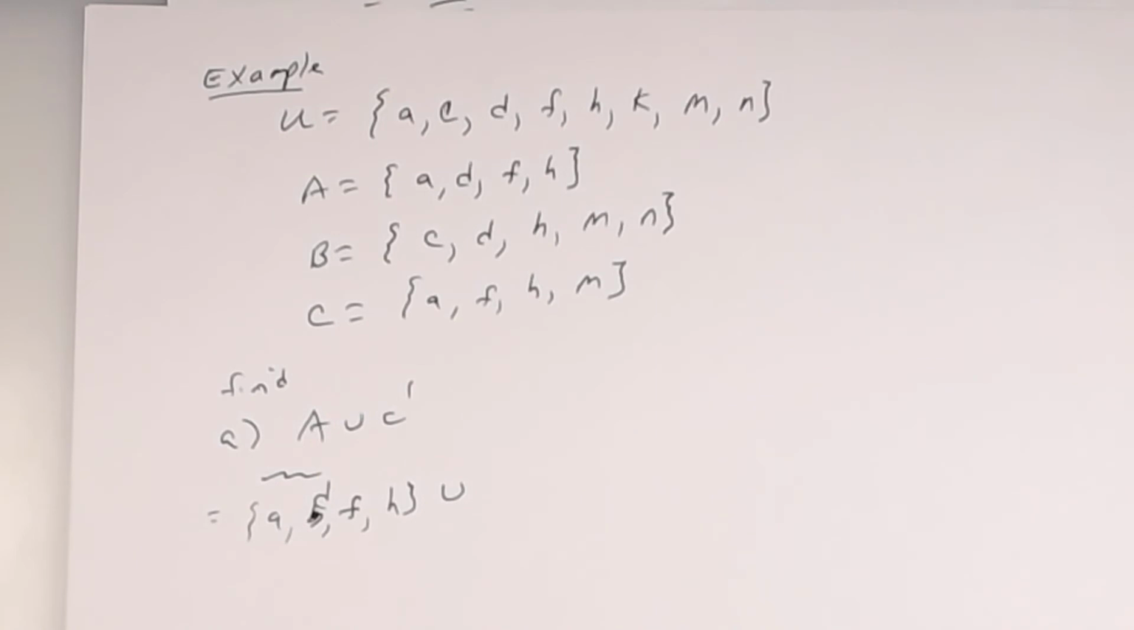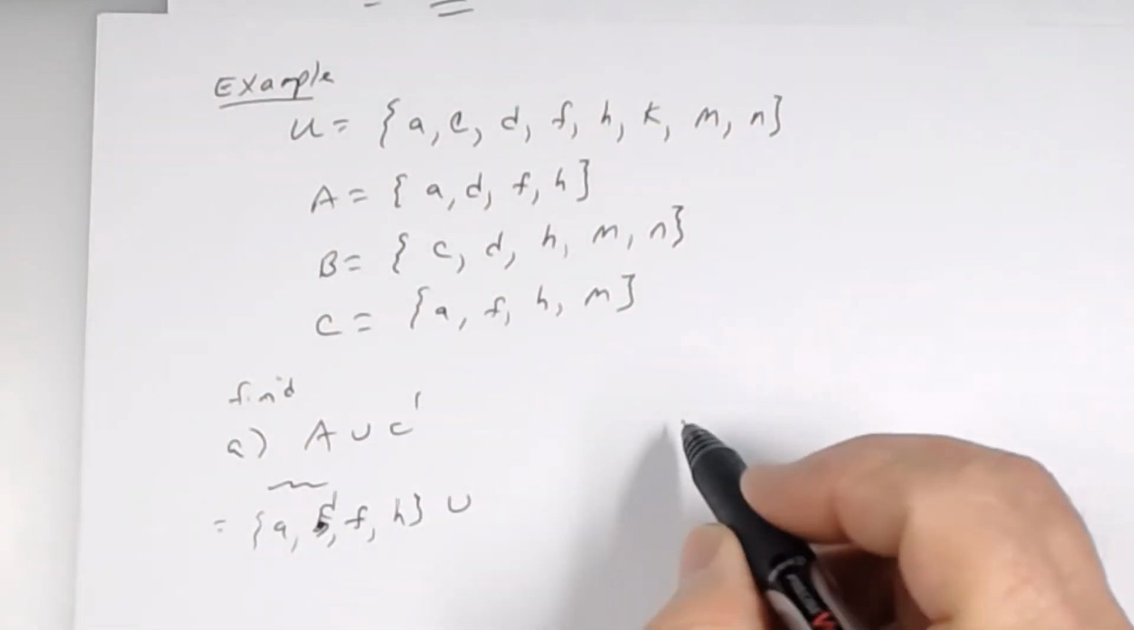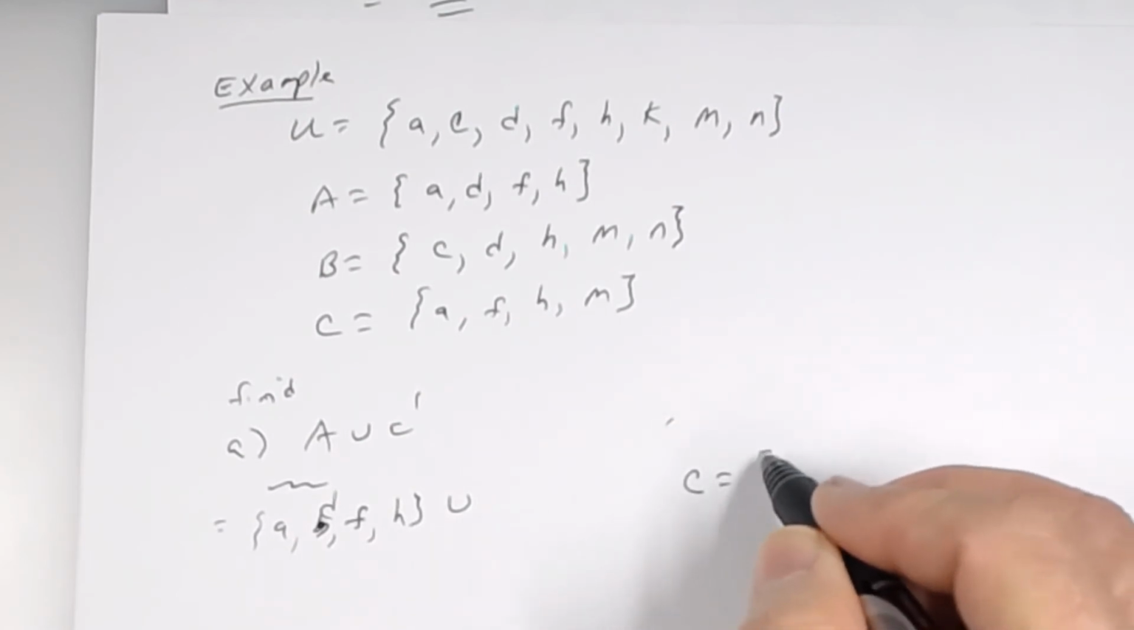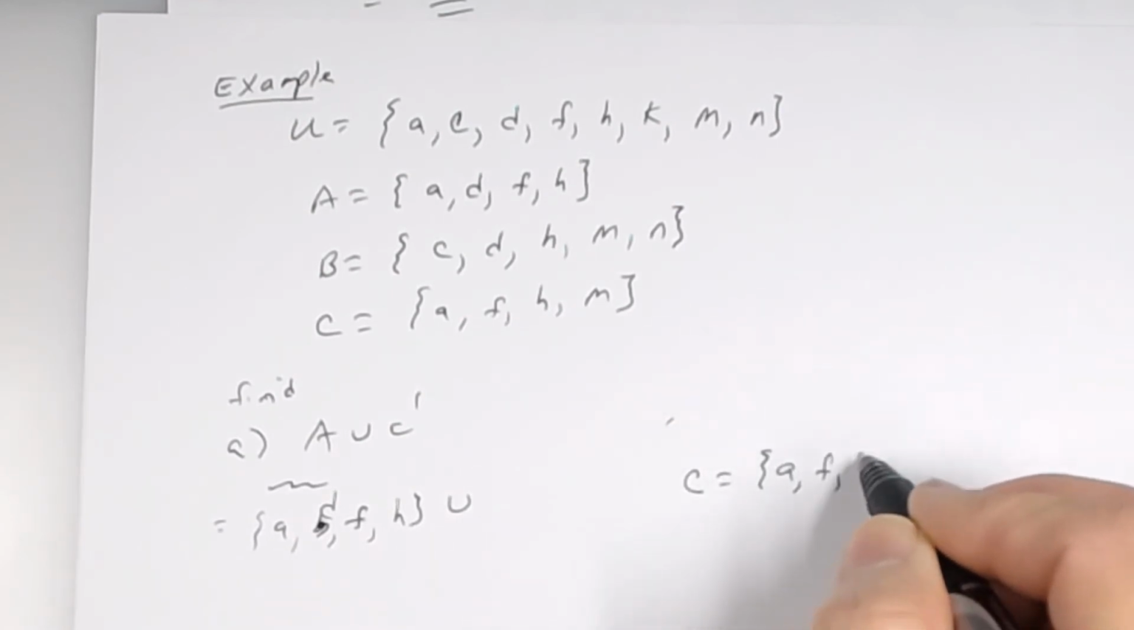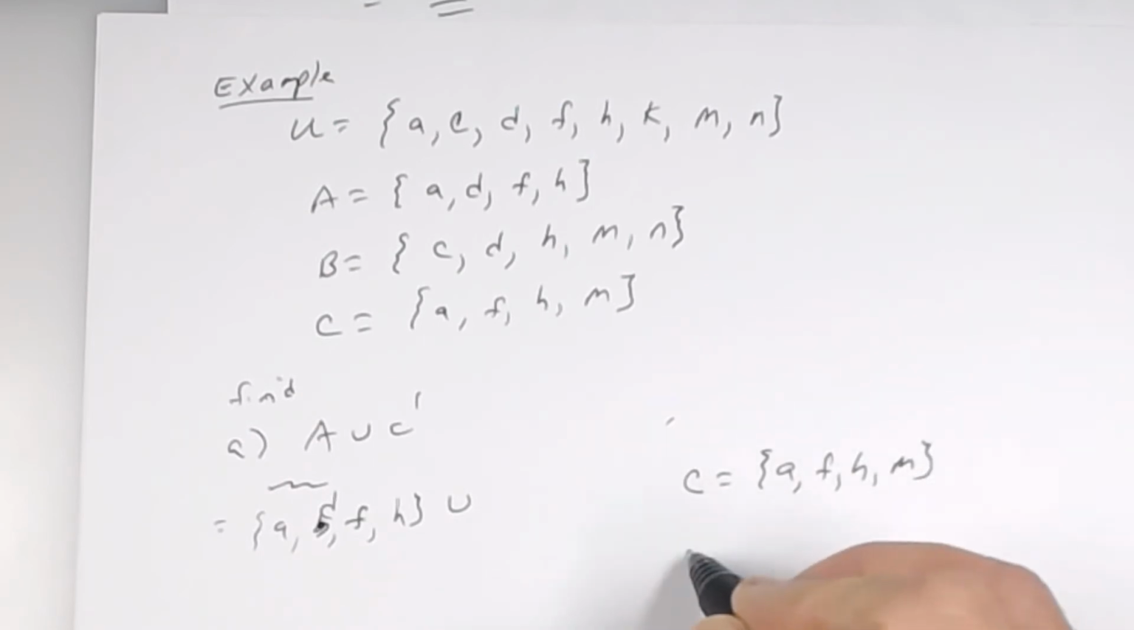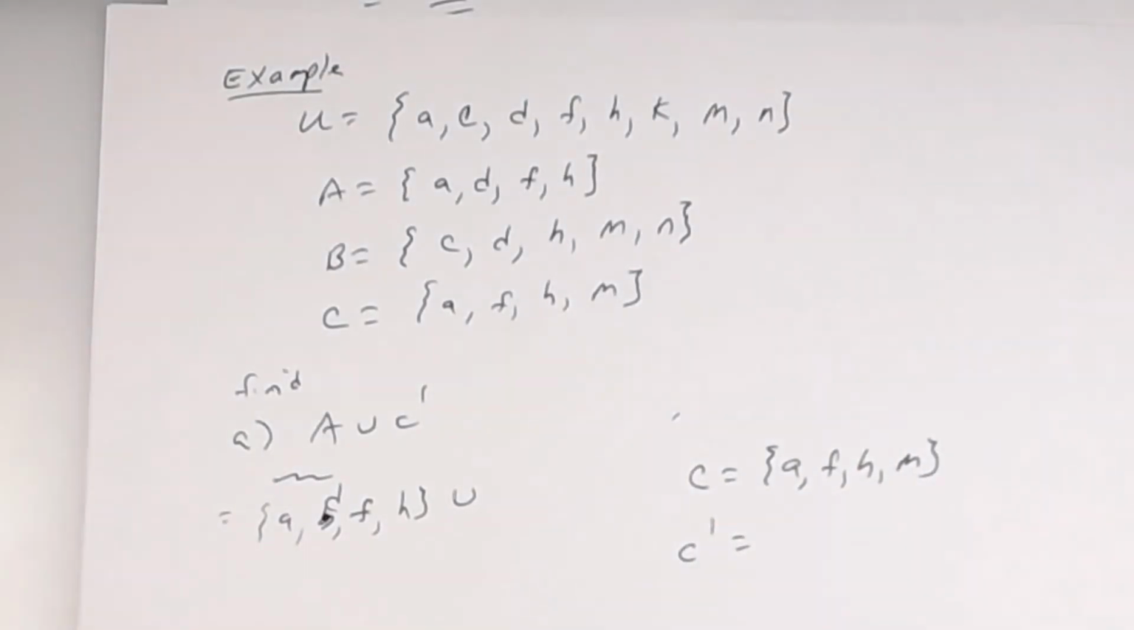So I got to remember how to find C complement. First of all, I got to find C, and then C complement would be everything in the universal set except what? C. So if C is this, I'm going to write it right here. If this is a set C, then C complement would be all the elements in the universal set except those four.